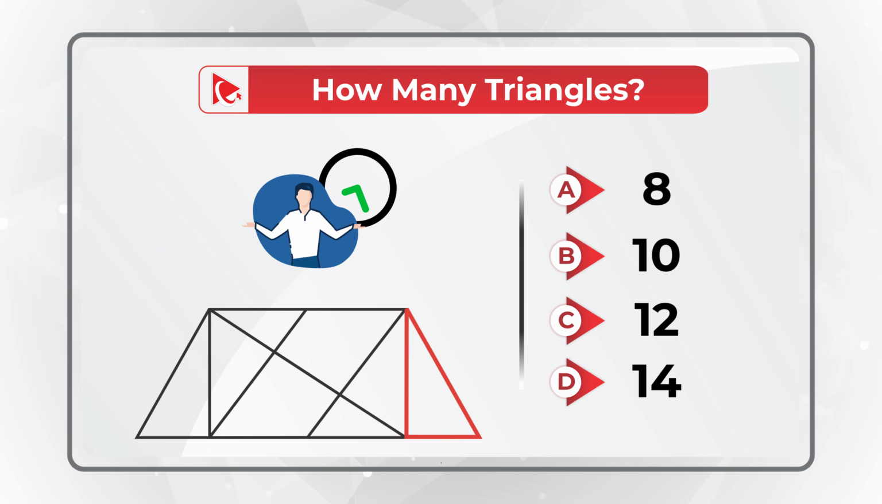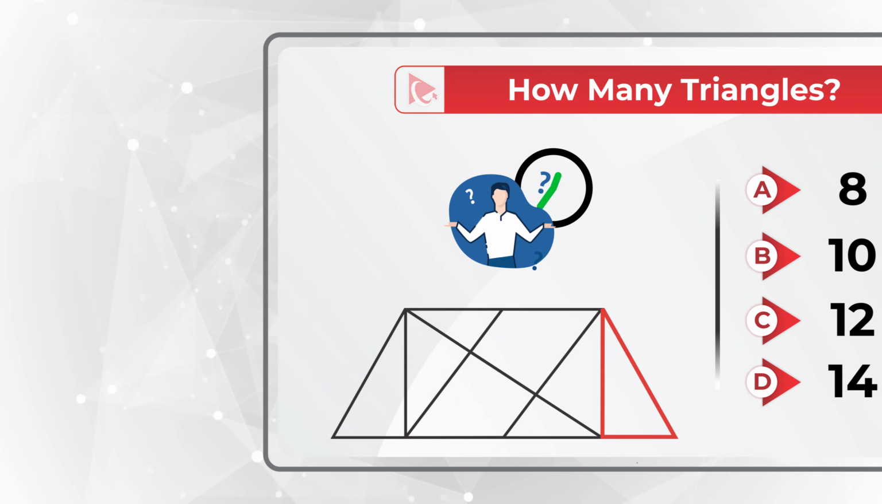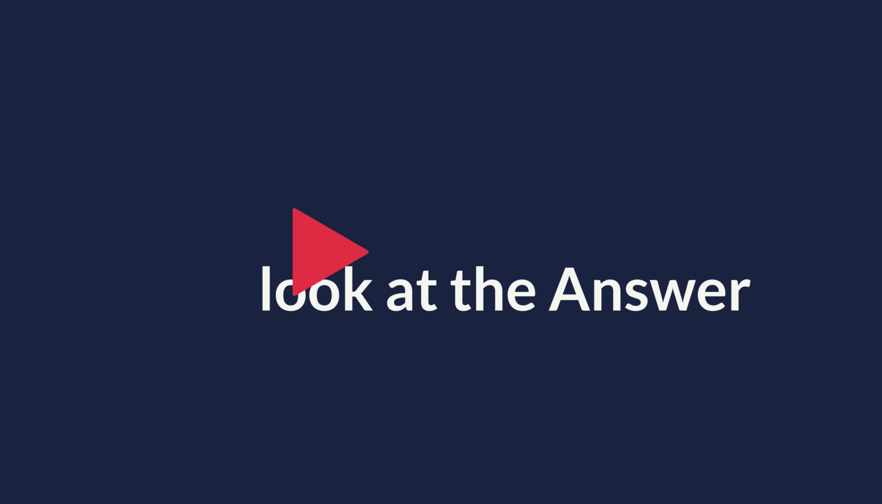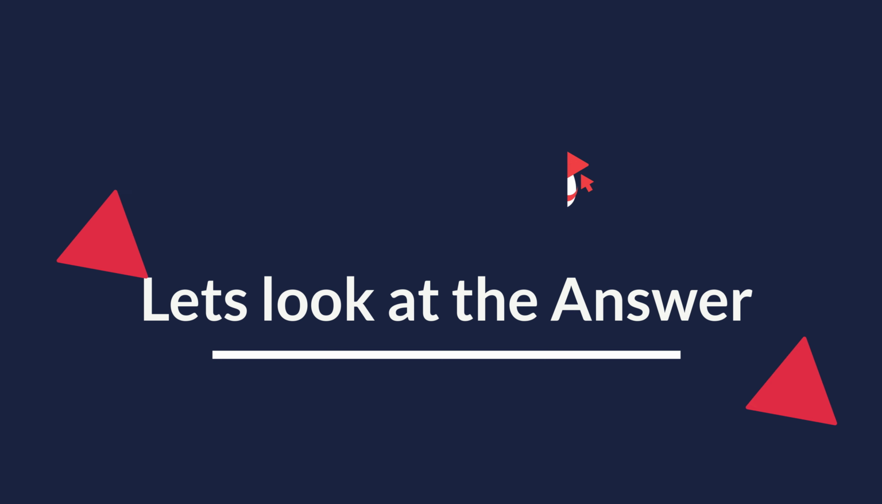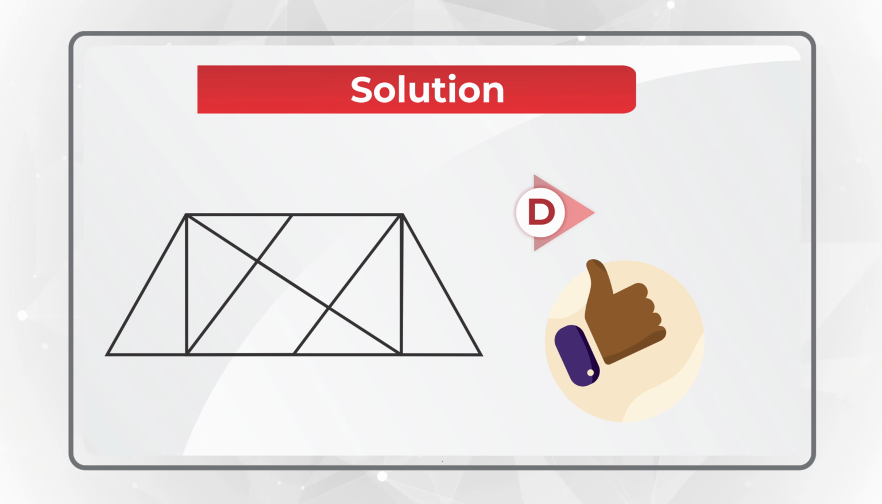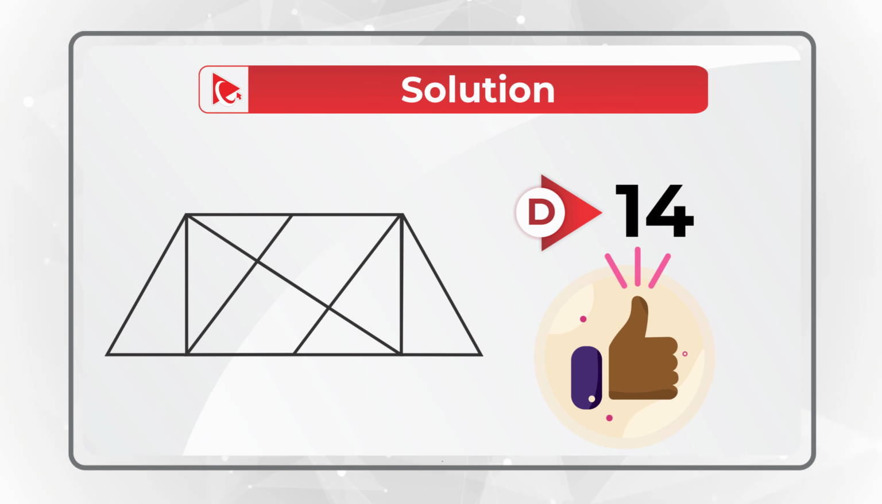How many do you see? Give yourself a little bit of time to see if you can come up with the solution. As I told you, I was really amazed, but the correct choice here is choice D, 14 triangles. Let me show them all to you.